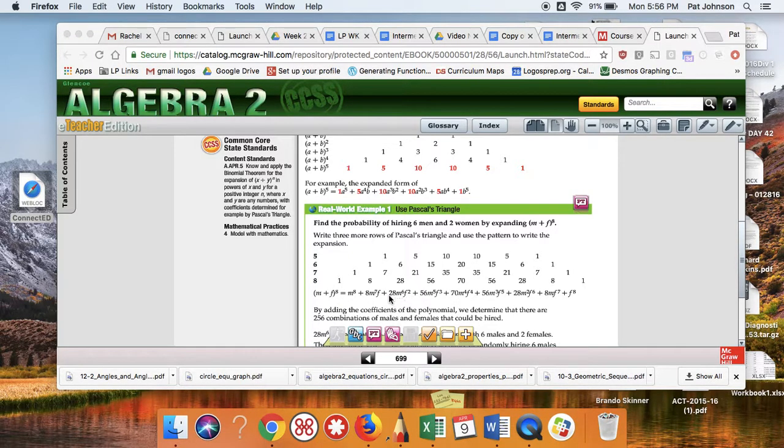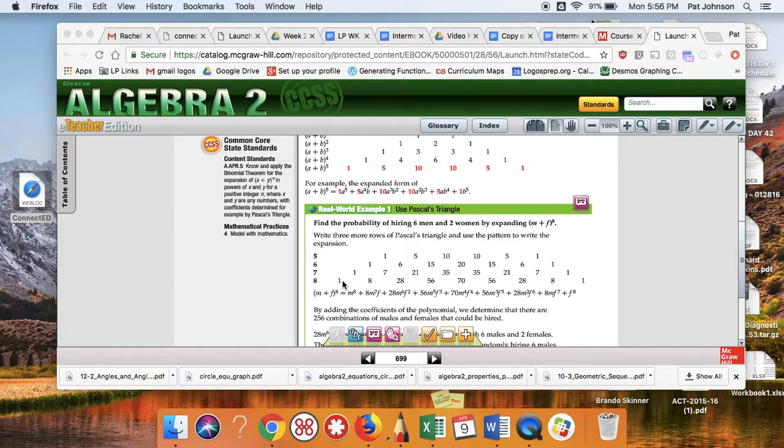Then you do m to the 6th, so f is going to be squared, because 6 plus 2 is 8. Then m to the 5th, so f has to be 3rd. M to the 4th, so f has to be 4th. M to the 3rd, f has to be 5th. M to the 2nd, f has to be 6th. M to the 1st, f has to be 7th. And then f to the 8th. Technically, you have m to the 0, so that's why you don't put it, because anything to the 0 power is 1.